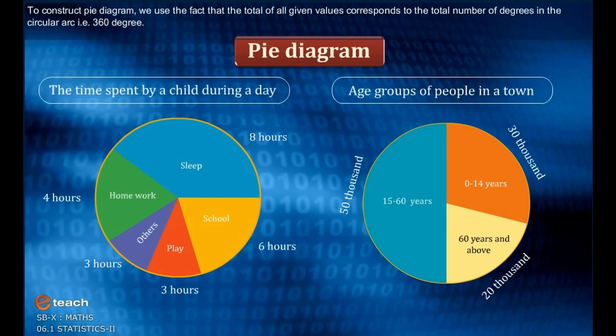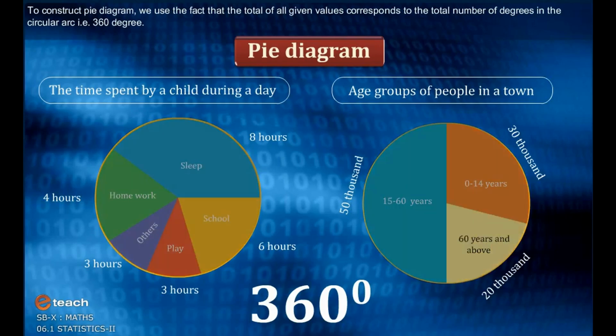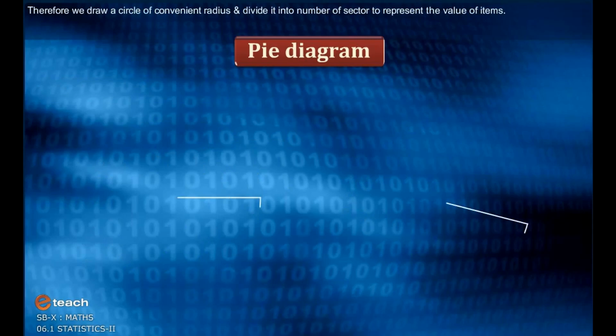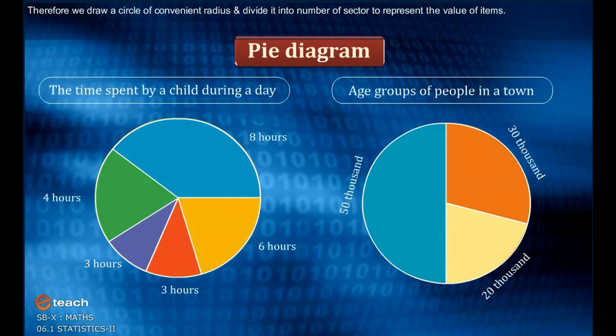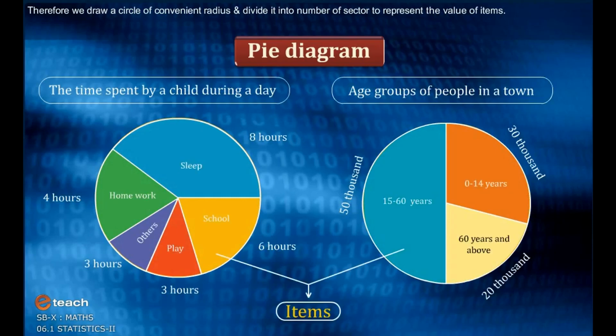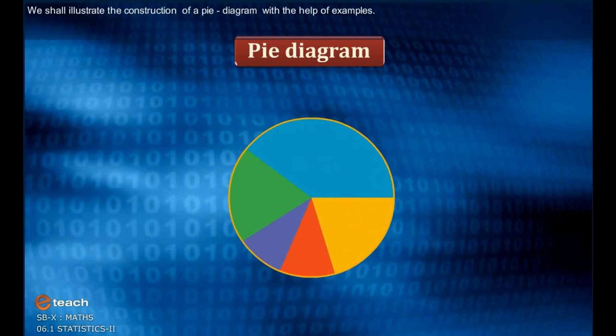To construct a pie diagram, we use the fact that the total of all given values corresponds to the total number of degrees in the circular arc, that is 360 degrees. Therefore, we draw a circle of convenient radius and divide it into a number of sectors to represent the values of items. We shall illustrate the construction of a pie diagram with the help of examples.